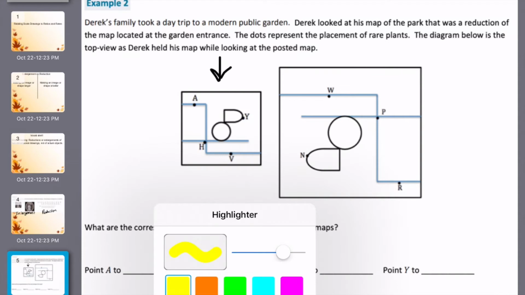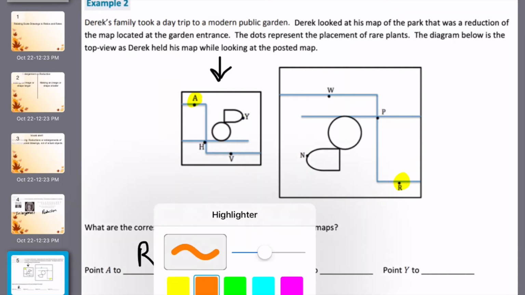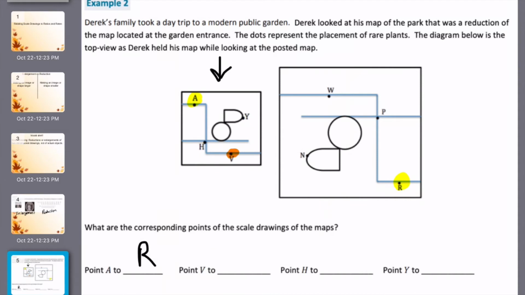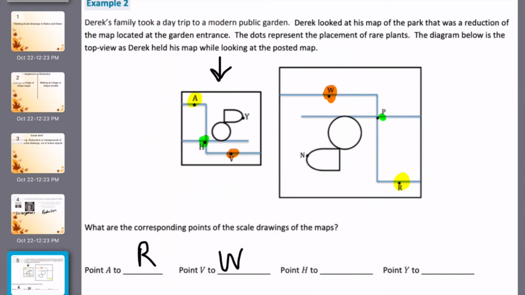So I can see here for sure that A is going to correspond with R. I can look and see that point V is going to correspond with W, just based off of how I look at the pictures. Point H is going to correspond with point P, and point Y is going to correspond with point N. Again, it's always important for us to make sure that we are looking at our drawings in the right way, and sometimes that means we might have to rotate or look at it in a different view.